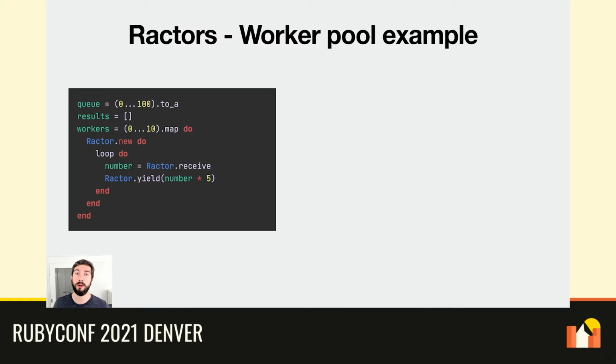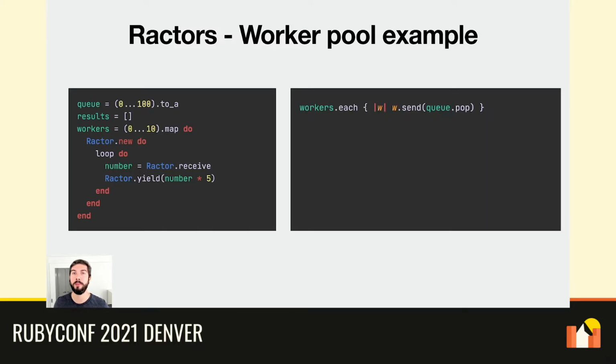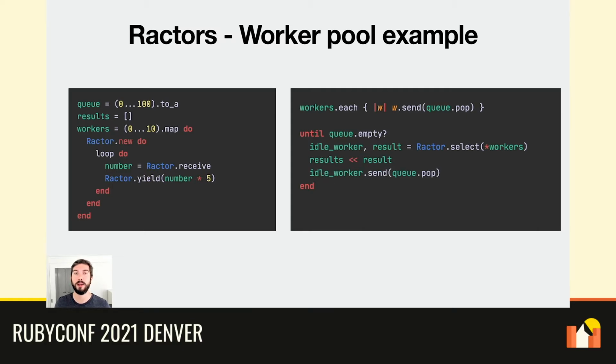Here, yield is another form of communication available to Ractors that is typically used when we have to return values to the main Ractor at multiple points during the execution. So in this case, for every iteration, we want to return the number times 5. We know that all of the workers are going to be stuck waiting to receive something, so we can kick all of them off with an item from our queue, and then until our queue of numbers is empty, we can use Ractor select to find the first idle worker and the result that that idle worker has yielded back to us. We save that result in our array just to keep track of them, and we send the idle worker another item from the queue to keep processing.